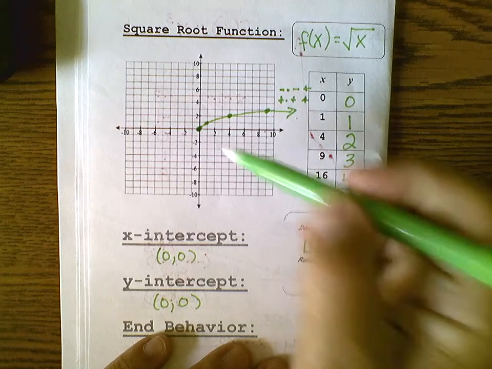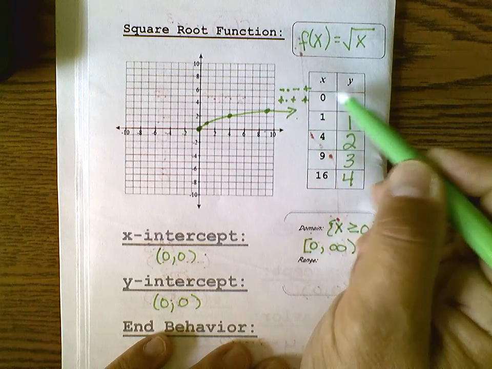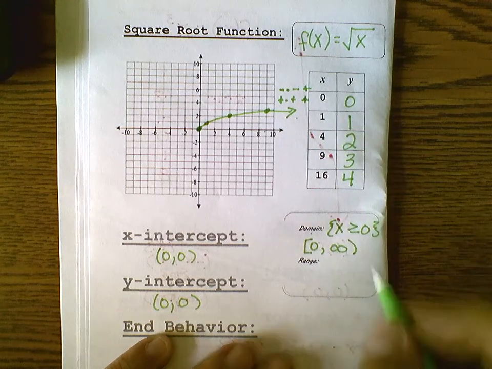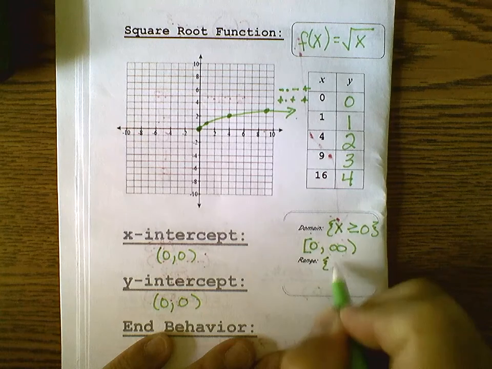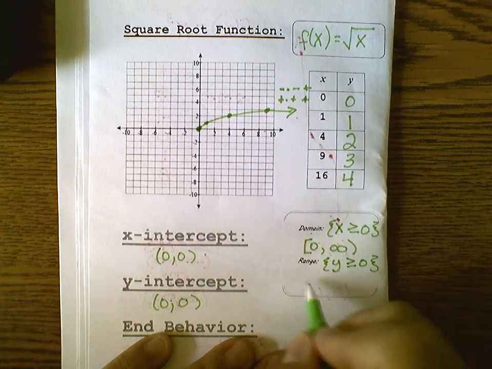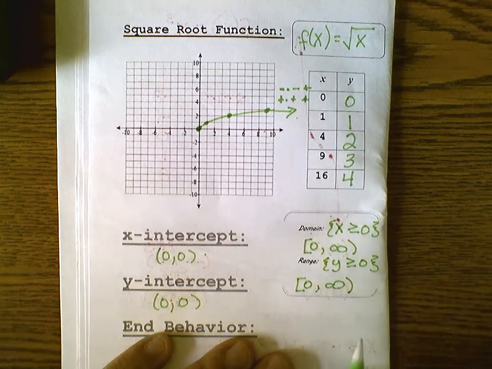For the range, how far down does it go? 0. How far up? It does keep going up, not quickly, but it does keep going up. So it goes up in the positive direction. So this is all y values greater than or equal to 0, or from 0 to positive infinity.